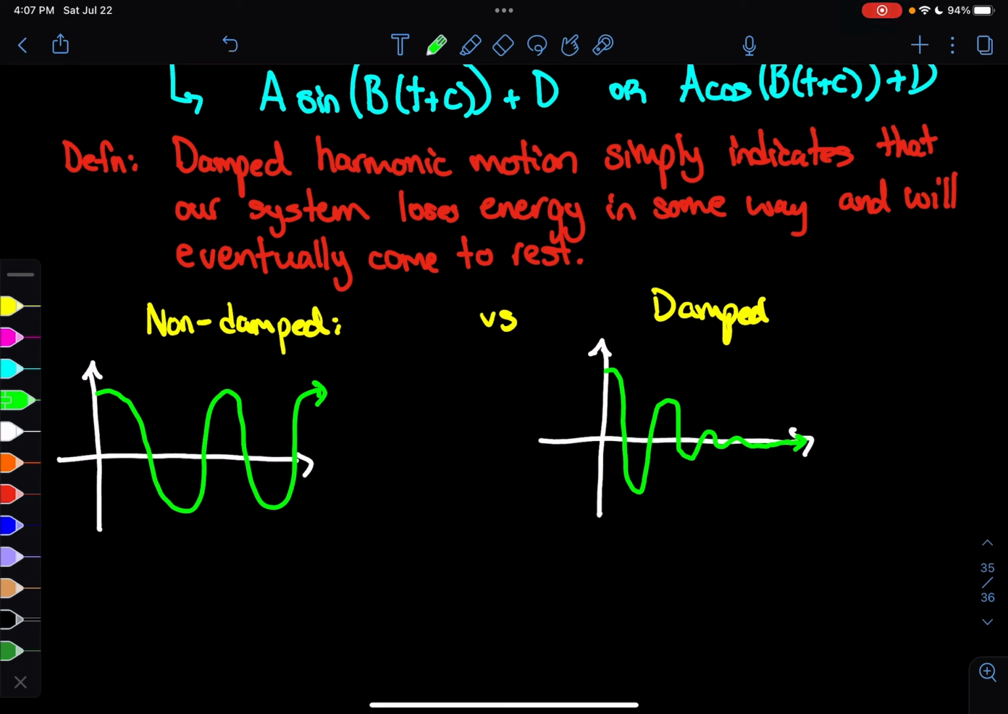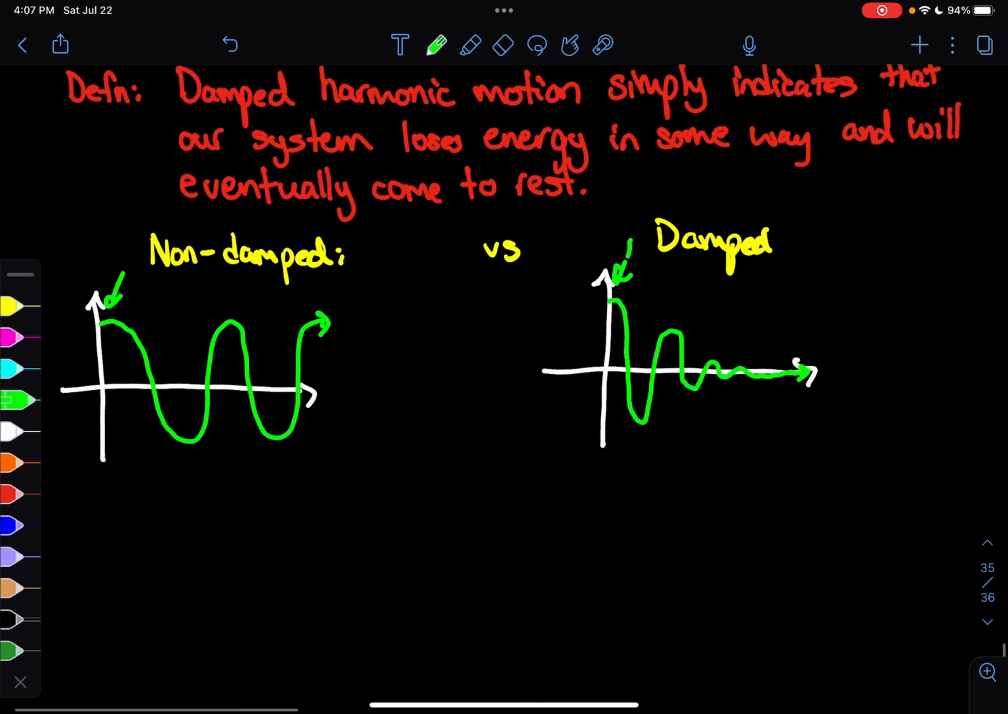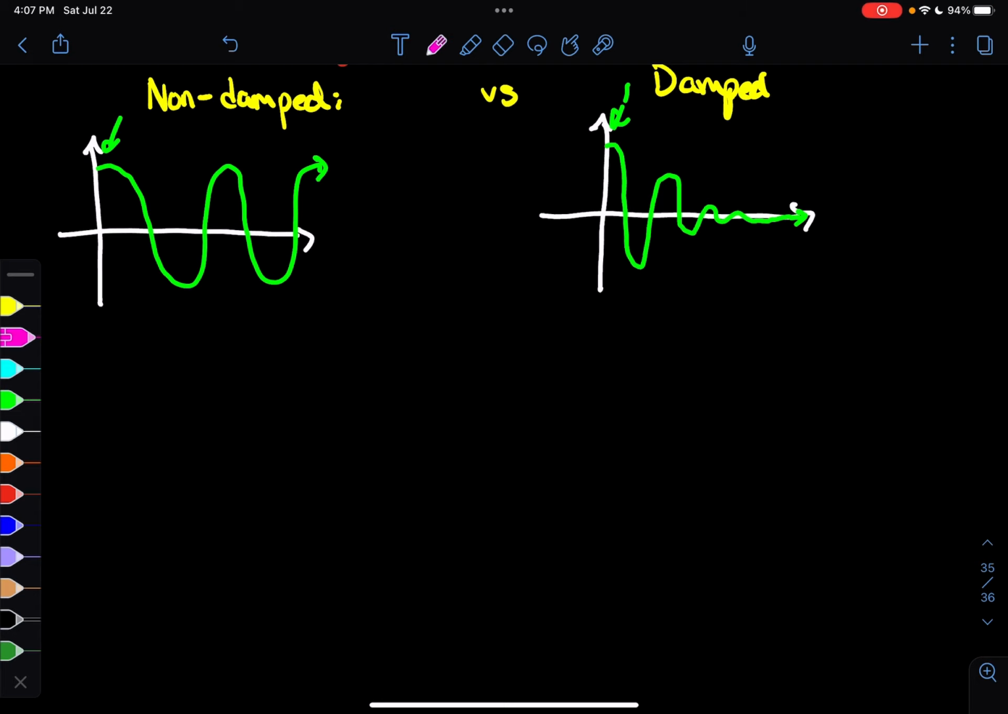They both start at the same place, so they both have the same horizontal shift. They're both going to have the same vertical shift. What is the only thing that's changing in both of these graphs? Well, the first one maintains an amplitude, and the second one experiences a decline of amplitude, right? The amplitude starts to decline, okay?